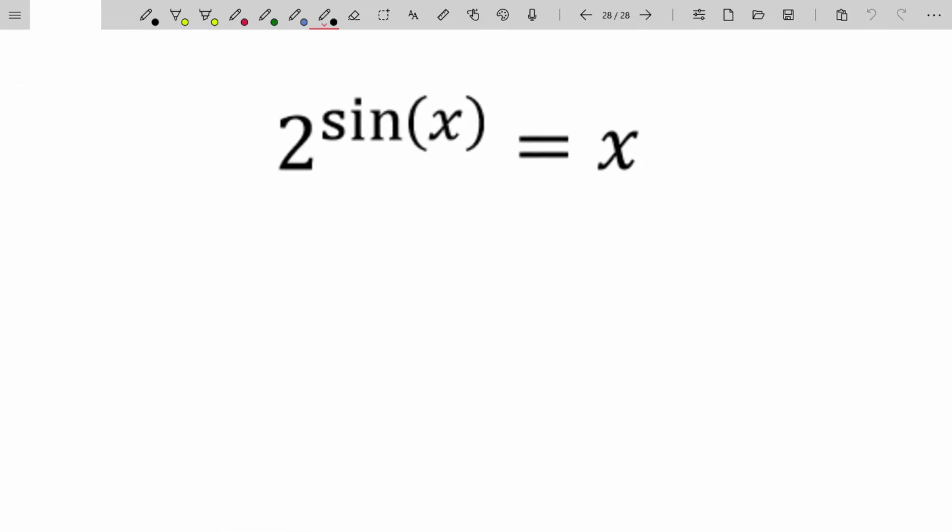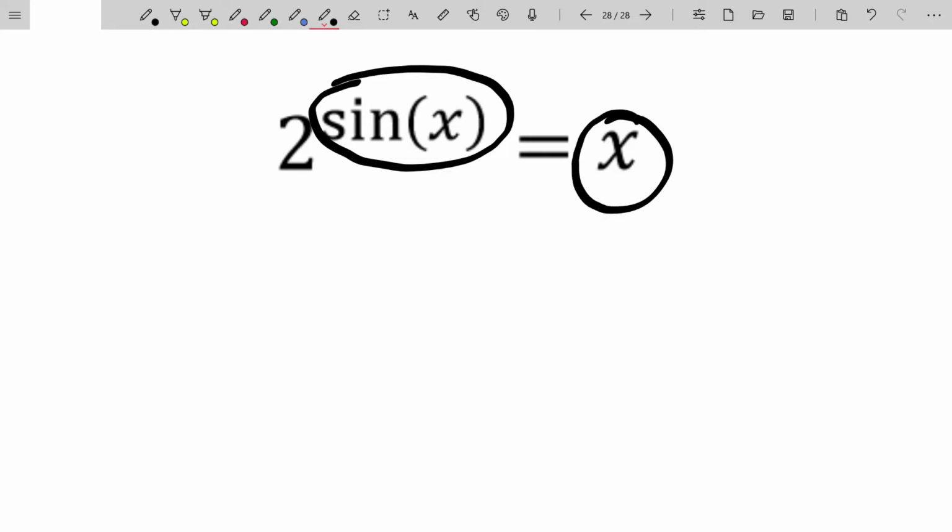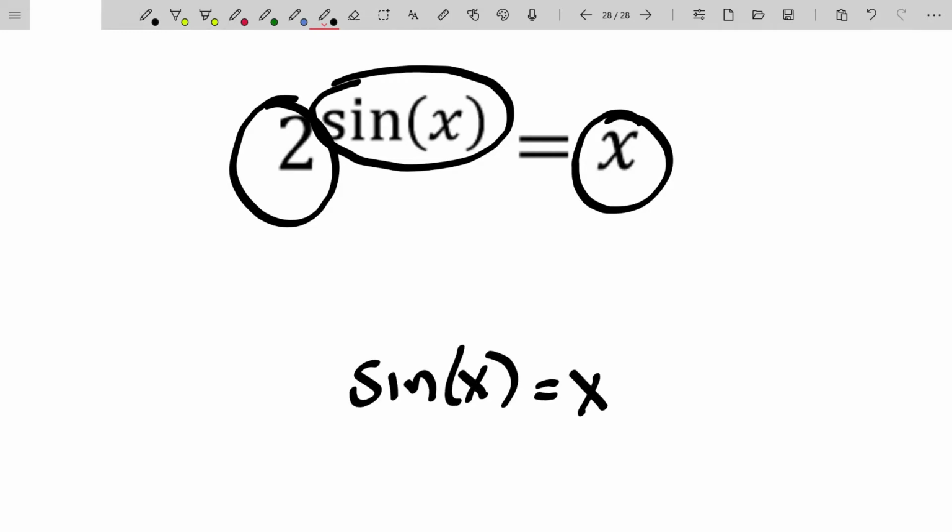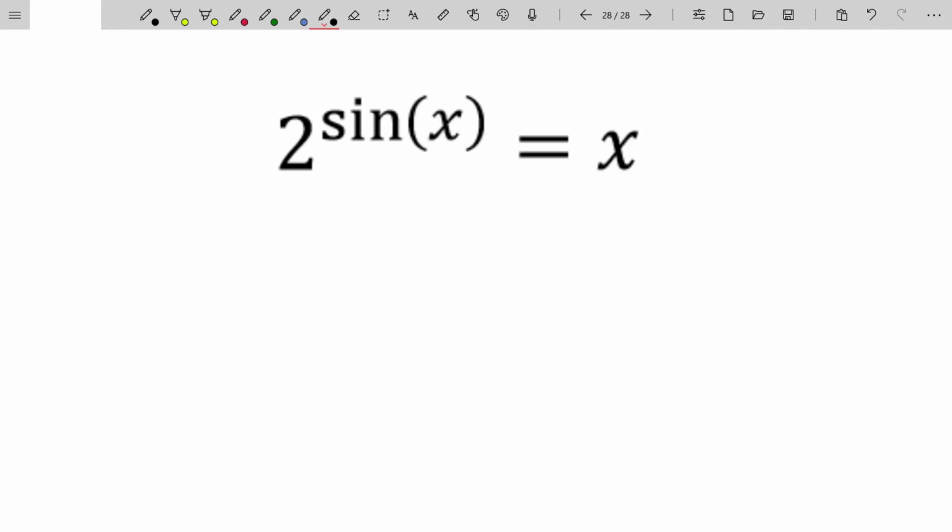2 raised to the sine of x equals x. You must be aware when you've been defeated. If somebody says solve this equation, the fact that it's a mixture of trig functions and algebraic functions, and it's within an exponent as well, makes it very difficult to solve. It's even worse when it's 2 to the sine of x. When you're faced with that, there's just no way to do it by hand. You have to use a graphing device.